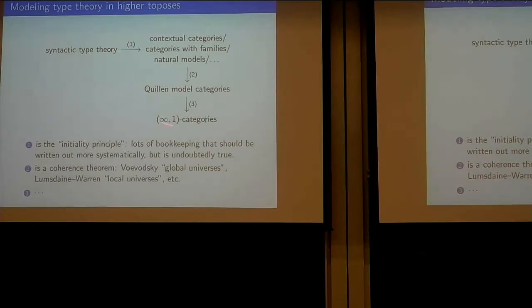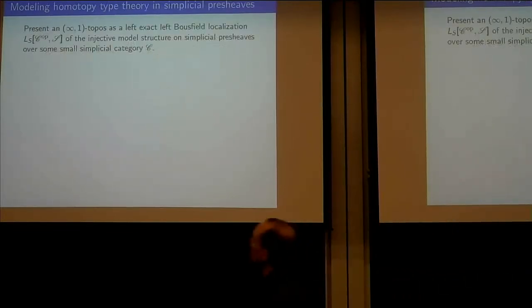So the real problem that's remaining is strictifying equivalences to isomorphisms, going from the infinity-one categories to the model categories. And this is where I have a bit of progress to report.